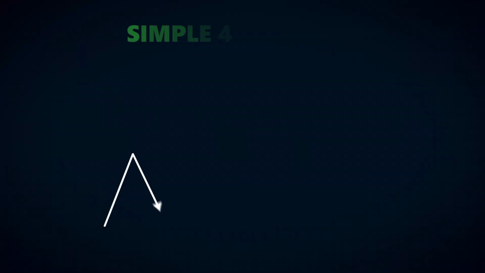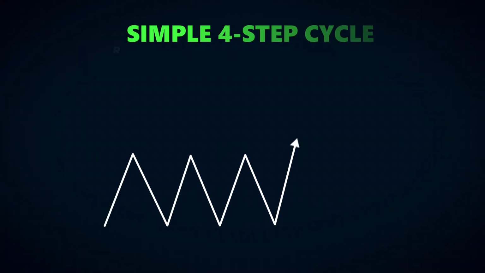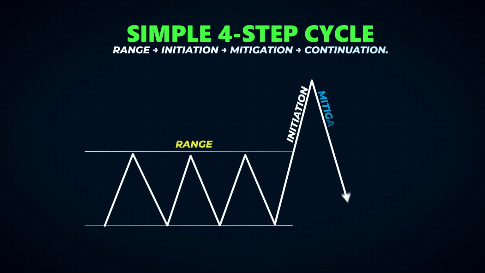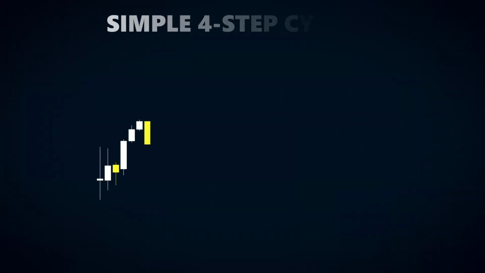To understand this, every strong price move in the market follows a simple 4-step cycle: range, initiation, mitigation, continuation. This cycle shows how price reacts around real supply and demand zones. Using this cycle can be extremely helpful for spotting high-probability trades. Let's walk through 2 chart examples to make it clearer.